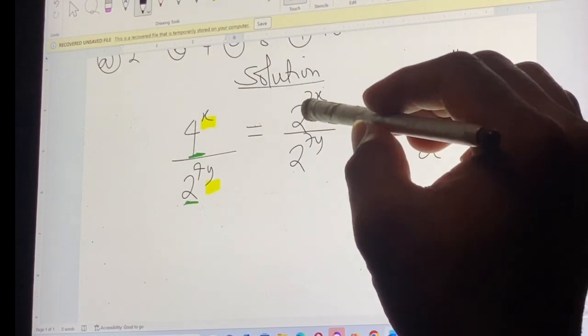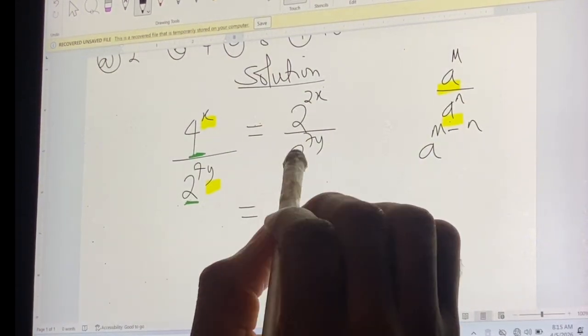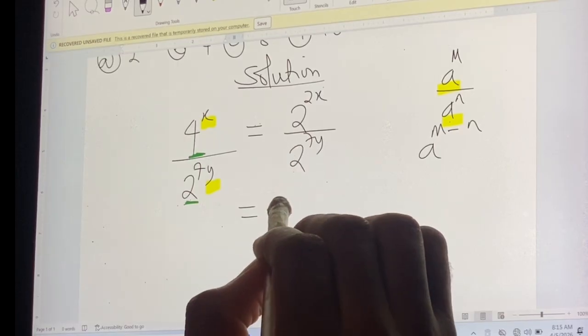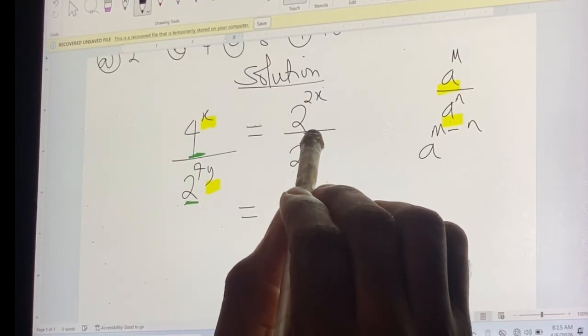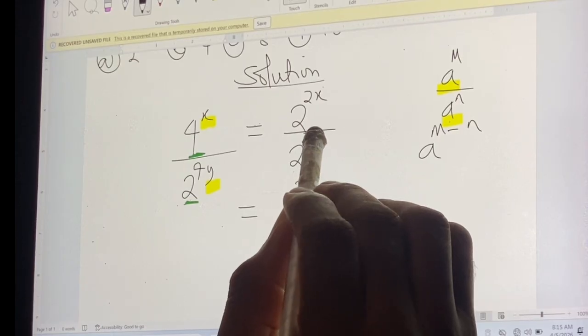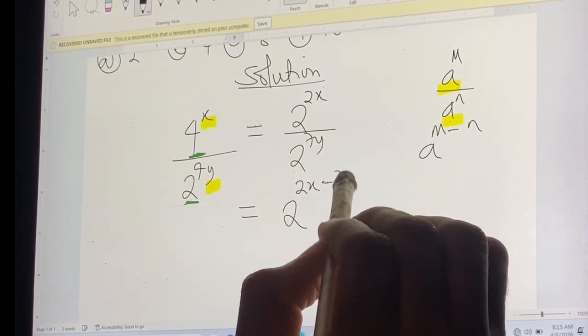So apply this law here. If you apply this law here, we'll have something like this. These two, they are of the same base. I'll take only one. So this will be 2s. Okay, taking 7y from denominator to numerator, applying this law here, to be minus 7y.